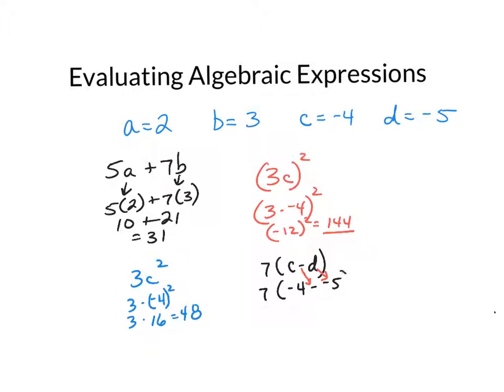Now I'm going to figure out, first of all, what it is equal to inside the set of parentheses. So I have 7 times that negative 4 subtract negative 5. I'm going to rewrite it as negative 4 plus 5 because that way I don't have to deal with subtraction. Negative 4 plus 5 gives me 1. So now I have 7 times 1. So the final answer for that is 7.